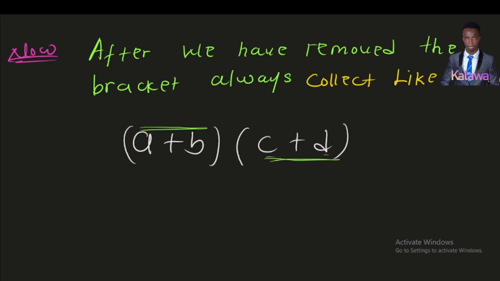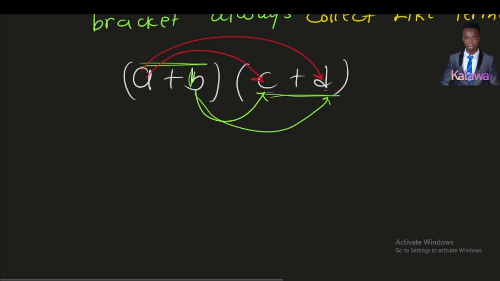So they are saying that this a, we are going to multiply a by c, and then this same a, we are multiplying it by d. And it also goes again to this second term, that is b. We also multiply b by c, and then this same b, we multiply it also by d. So how do we set this one?